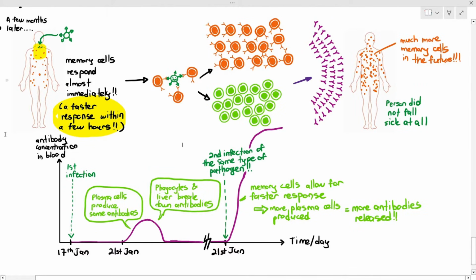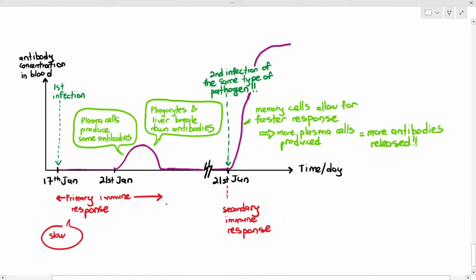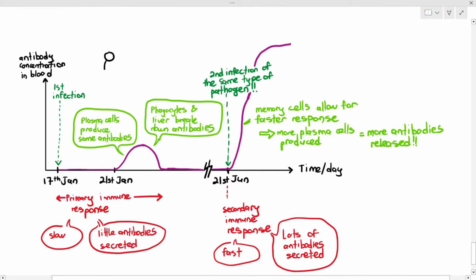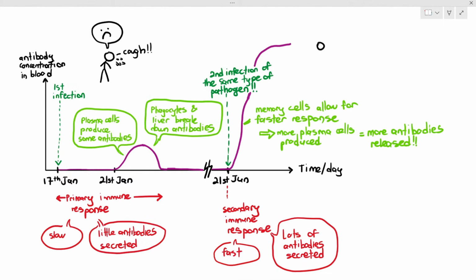That is why the antibody concentration in the blood is higher during the secondary immune response. So during the primary immune response, yes, there was a delay and you did not produce a lot of antibodies, okay? But in the secondary immune response, it was much faster and a lot of antibodies are secreted because you had memory cells. So during the primary immune response, you might have fallen sick. You might have been coughing or had the symptoms of the infection. But in the secondary immune response, you were like, oh, was I even infected? You don't even know that you were infected at all.